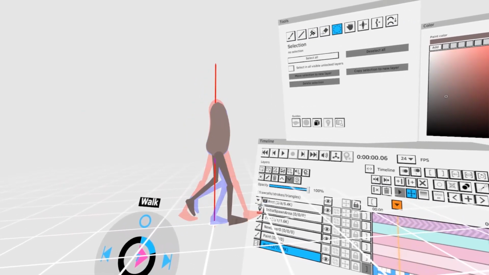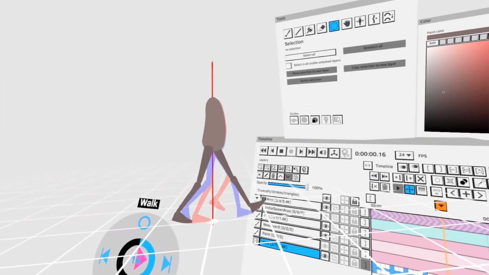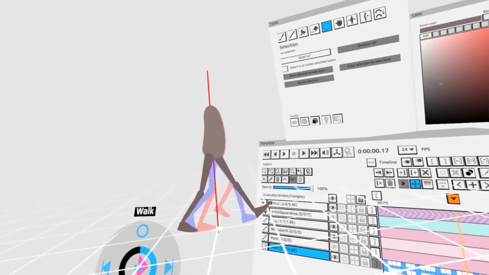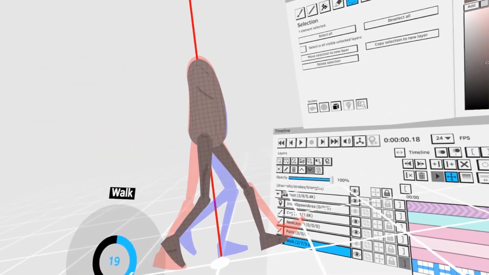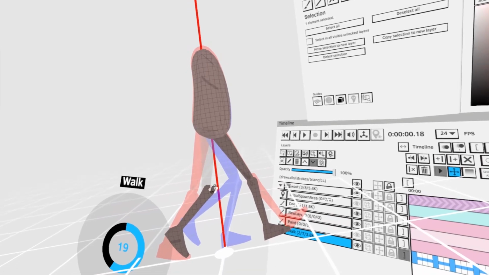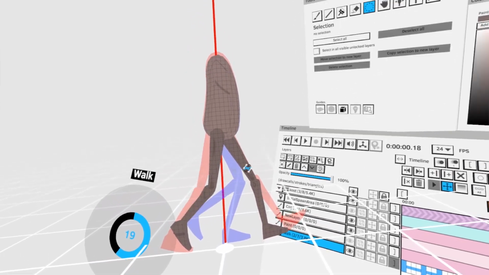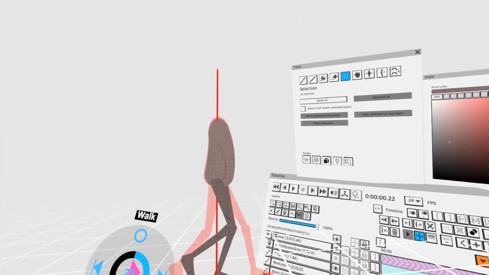So that's the method that I use for copy and paste. I wish it was a little bit easier, but that's kind of the way we have to do it right now in Quill. Because I do it constantly. I use it a lot when I'm doing blinking. Yeah. You have to duplicate. Yeah. Mm-hmm.